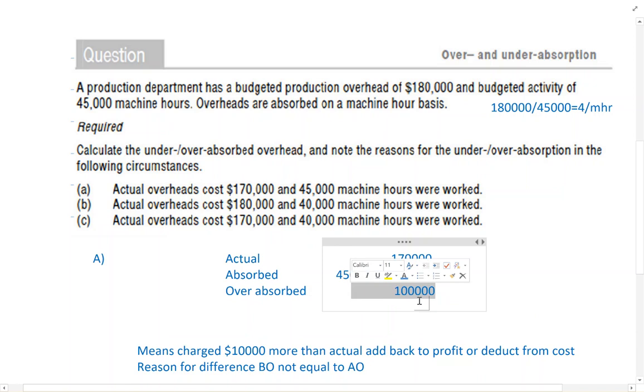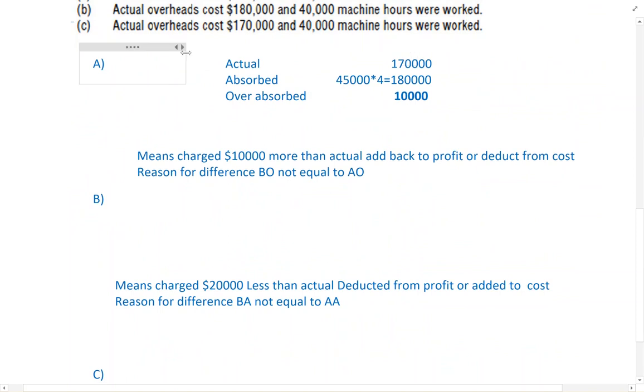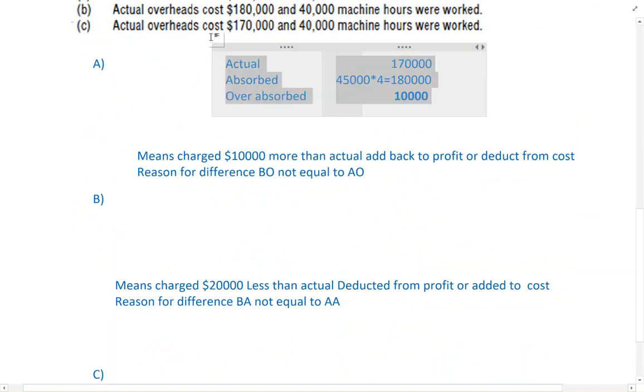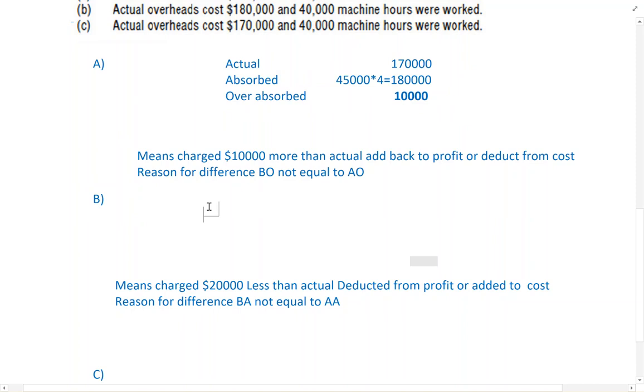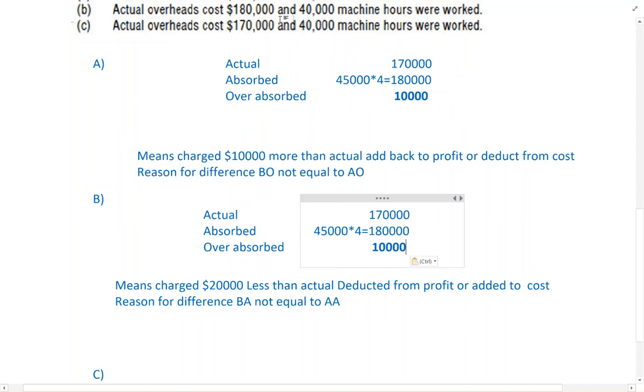Otherwise, there are other complicated concepts involved. I will not go into too much detail. So in this specific situation, activity is the same as budgeted, but overheads is not the same as budgeted. Let's look at this other situation. Remember, rate doesn't change. No matter whatever actually happens, the rate will always be the same. So rate is the same.